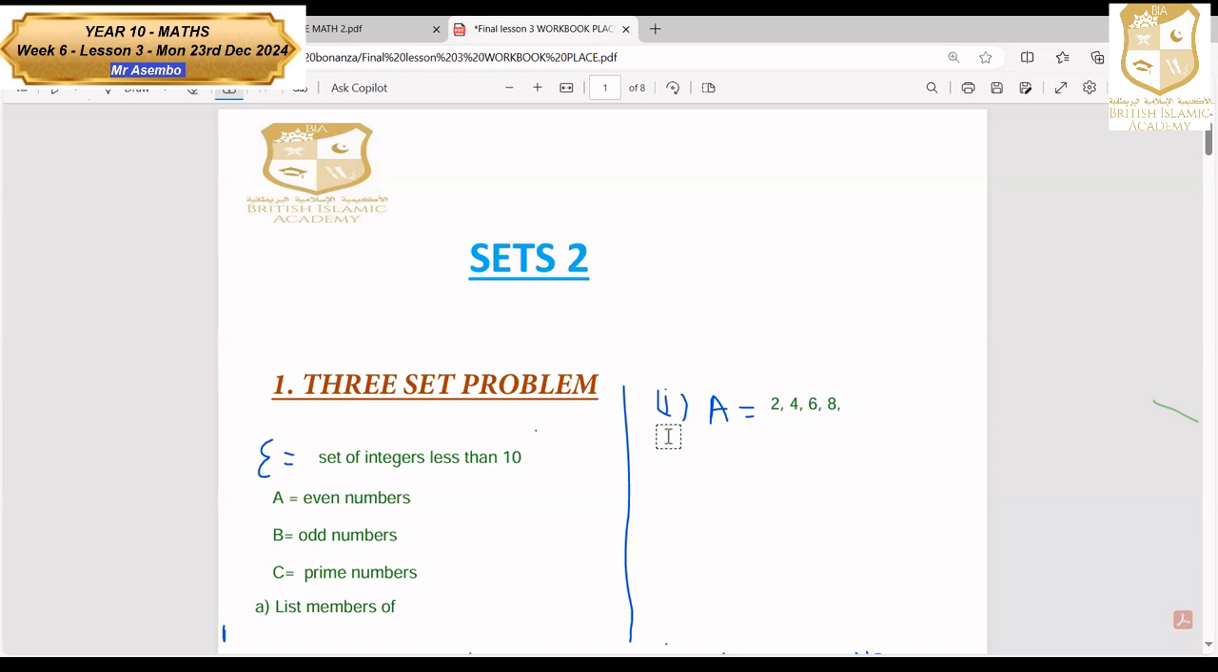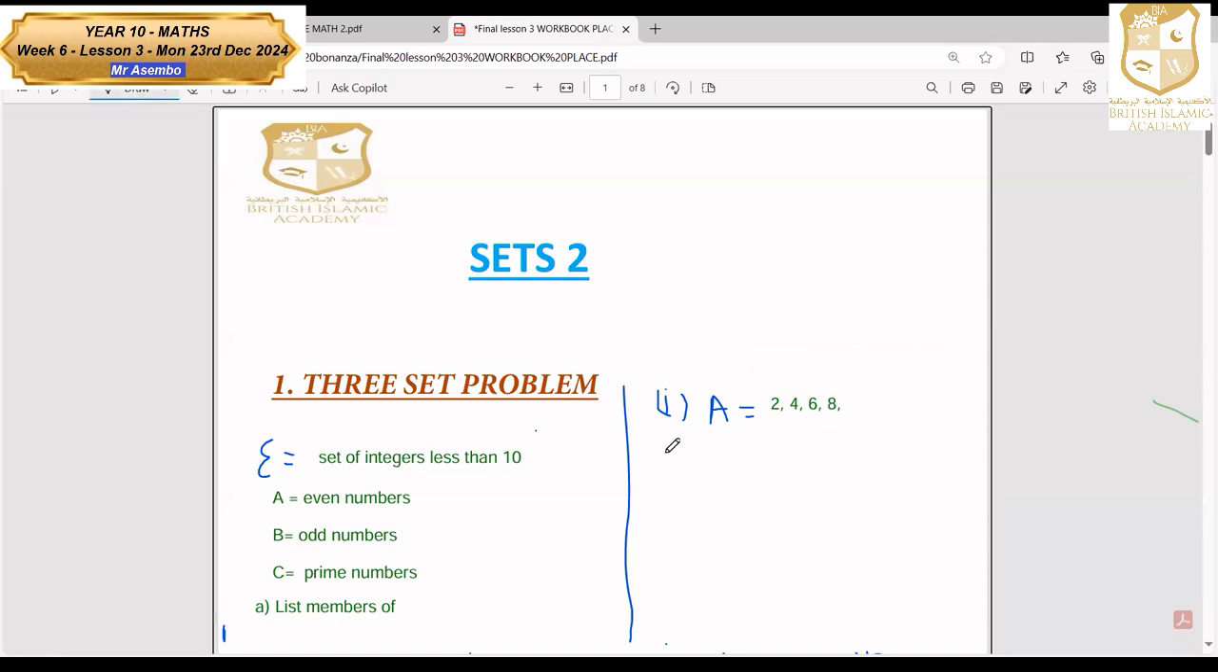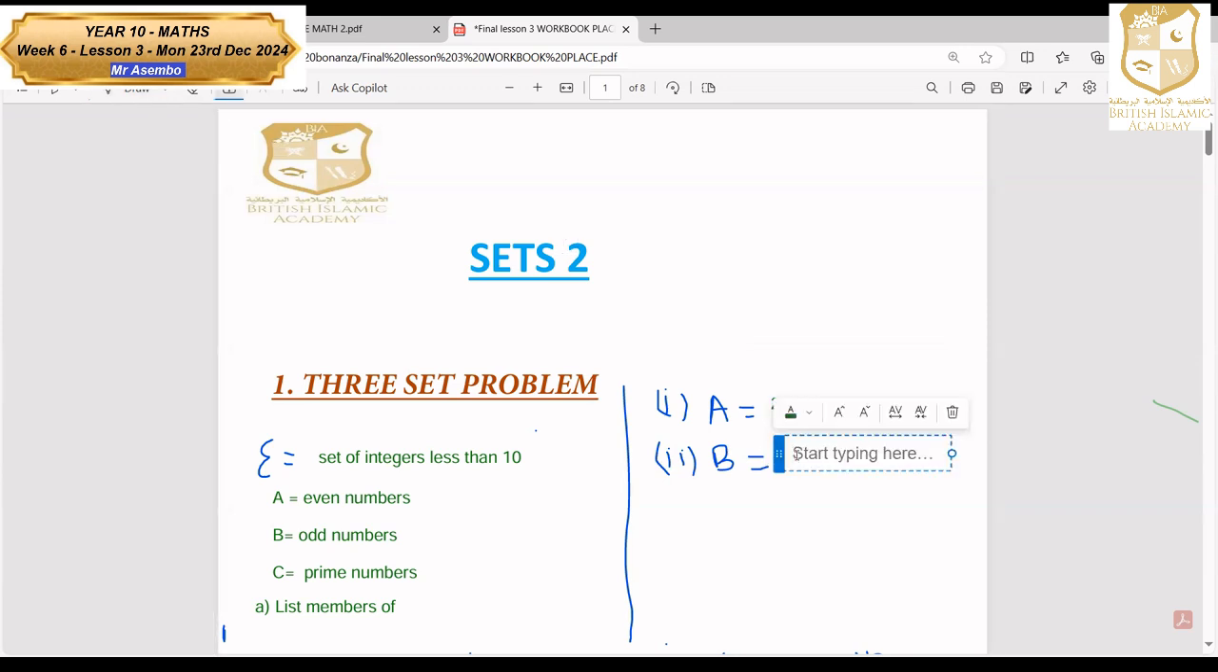And then Roman 2 says list down the members of set B. So the members of set B are going to be the odd numbers. We have 1, 3, 5, 7, 9.